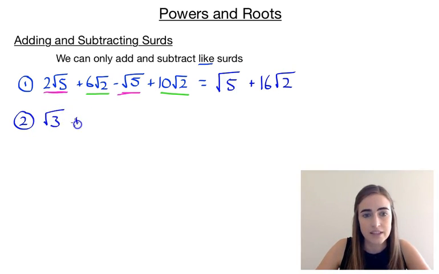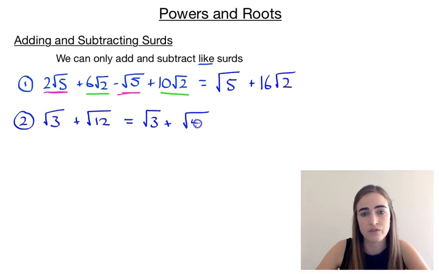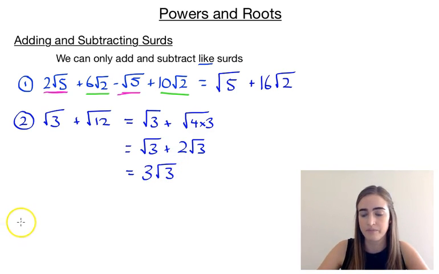Our second example is the square root of 3 plus the square root of 12. At the moment they're not like surds, but we can simplify that square root of 12. So we can have the square root of 3 plus the square root of 4 times 3, which will simplify down to 2 root 3. And now they are like surds, so we can add them together and we'd end up with 3 root 3.